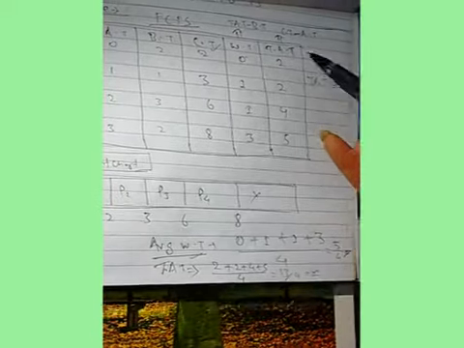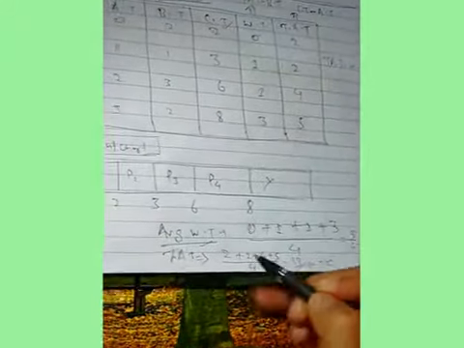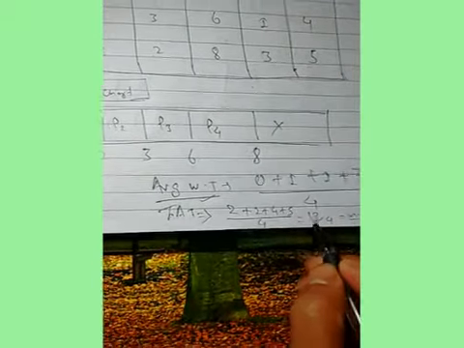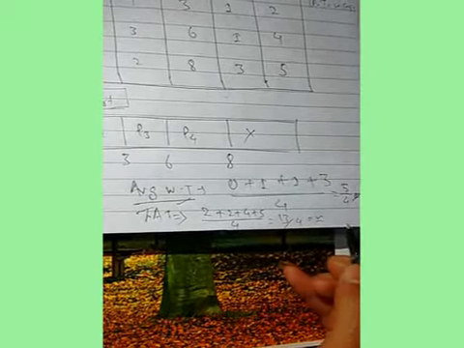In the same way, you can compute the average turnaround time by adding 2, then 2, then 4, then 5 and dividing by 4, and it's 13 by 4. You can convert it to decimal.